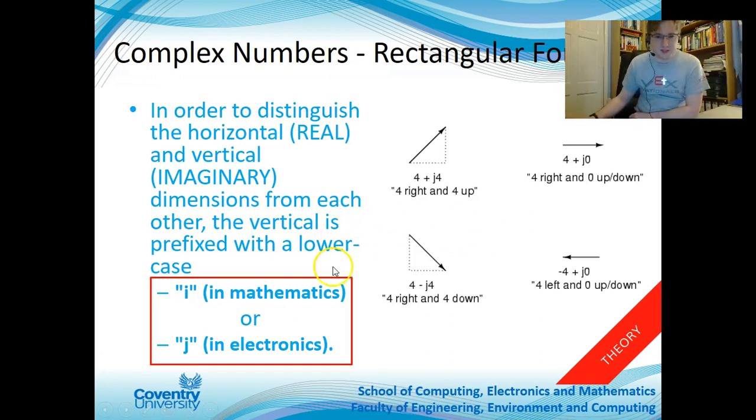This is just emphasizing what I've said. It's i in mathematics or j in electronics. If you're using a mathematics-based package like MATLAB or Wolfram Alpha, you would have to use i. Don't use j because it won't work. Those are just some other examples that you can have a look at.